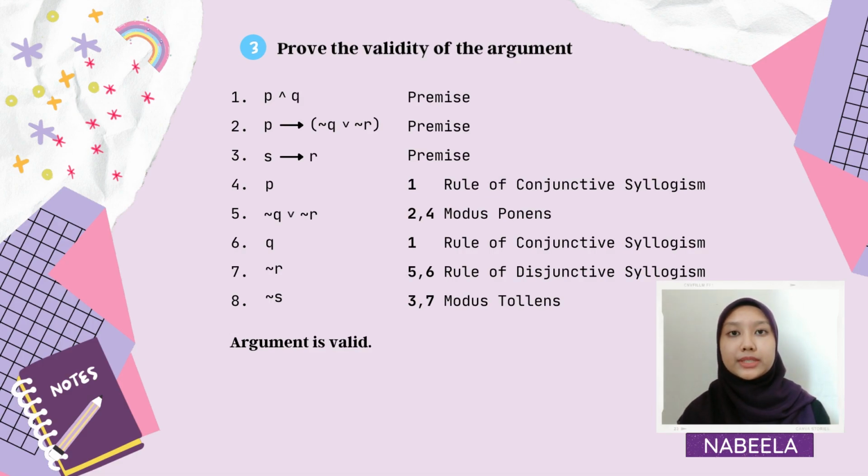So firstly, we put the premises from number 1 until number 3. Number 4, we got P from number 1 by using rule of conjunctive syllogism. Then number 5, we got negation Q or negation R from number 2 and 4 by using modus ponens. Number 6, we got Q from number 1 using rule of conjunctive syllogism. Then we got negation R from number 5 and 6 using rule of disjunctive syllogism. Lastly, we arrive at our conclusion, which is negation S from number 3 and 7 by using modus tollens. So the argument is valid.